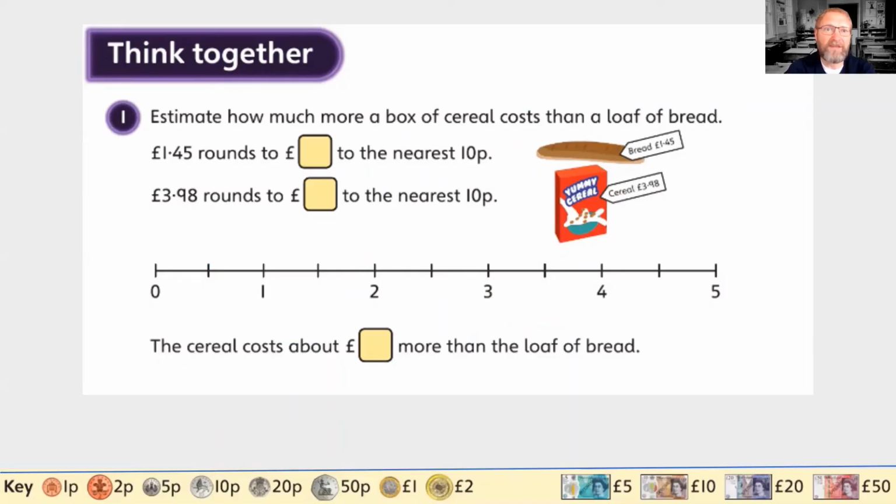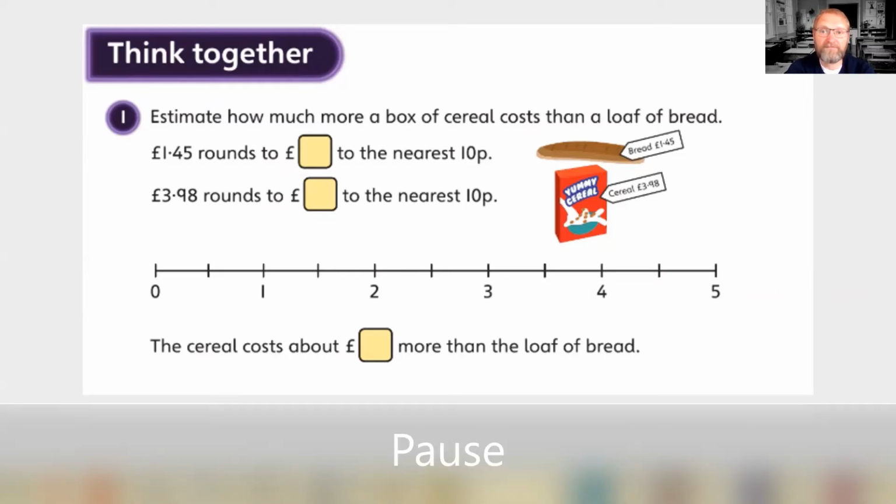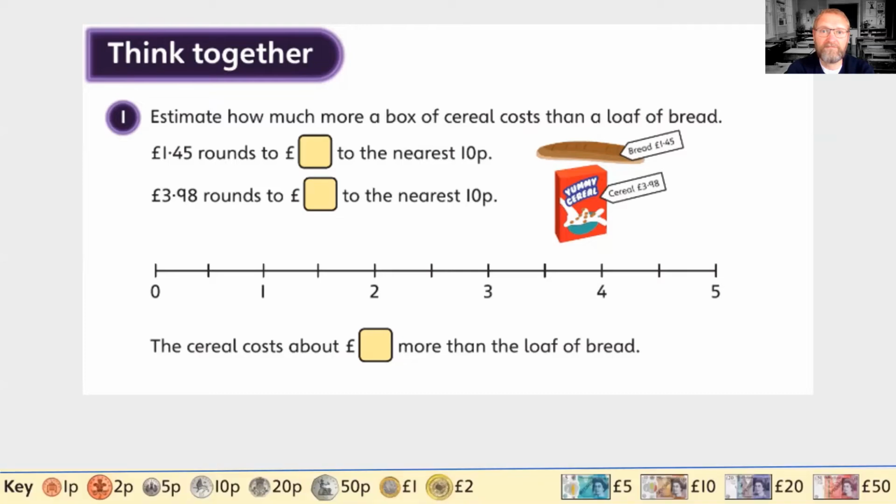Think together. Estimate how much more a box of cereal costs than a loaf of bread. Okay, let's look at our answer. So we're going to estimate how much more a box of cereal costs than a loaf of bread. Well, £1.45 is going to go between £1 and £2, and we've got this £1.50 in the middle. So £1.45 is going to go just below that £1.50. So it's going to round to £1.50 if we're rounding to the nearest 10 pence.